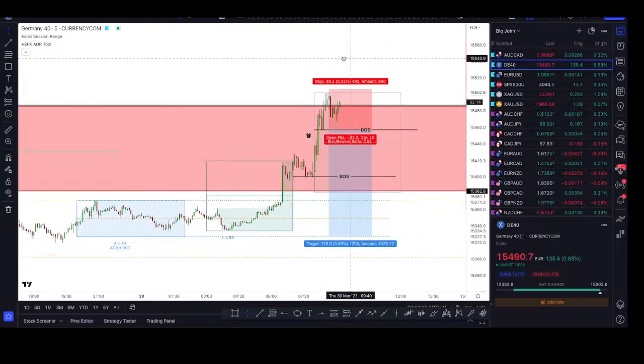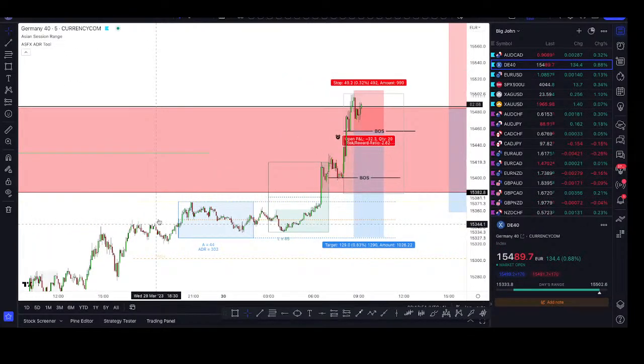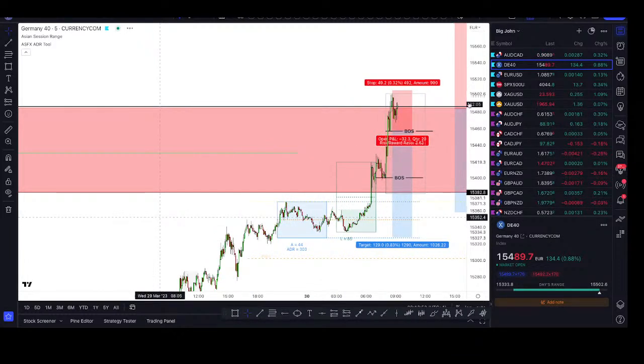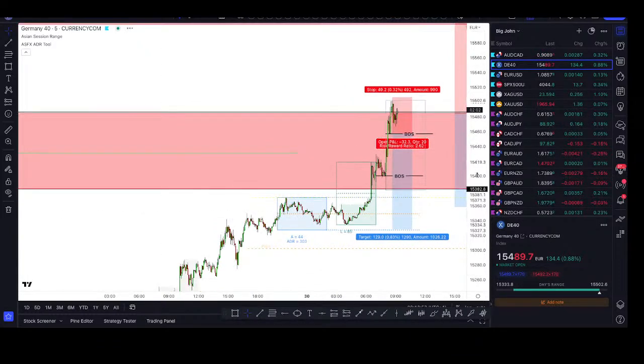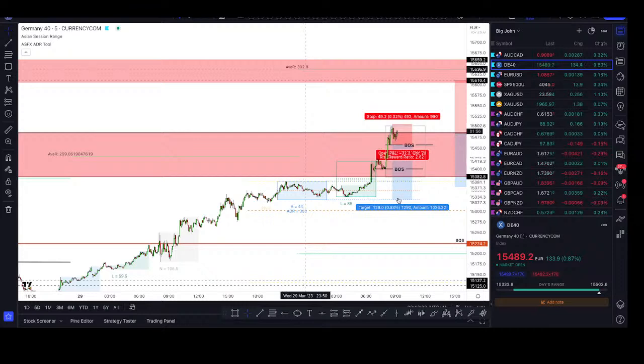What am I saying? Here we go. Let's zoom out. It's because of the 5-minute chart. That's why. I just want to show you the ADR. There we go. So the ADR on this pair, you can see, is 302 pips, basically.